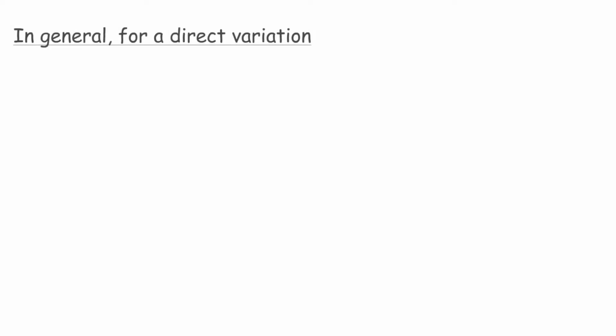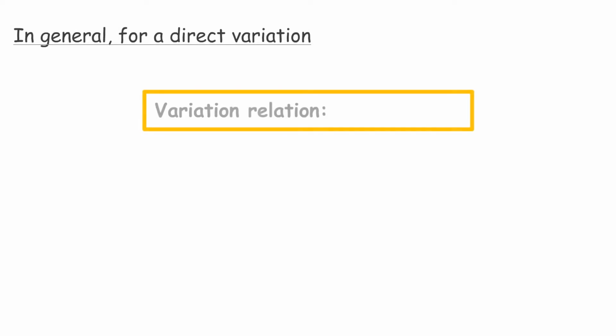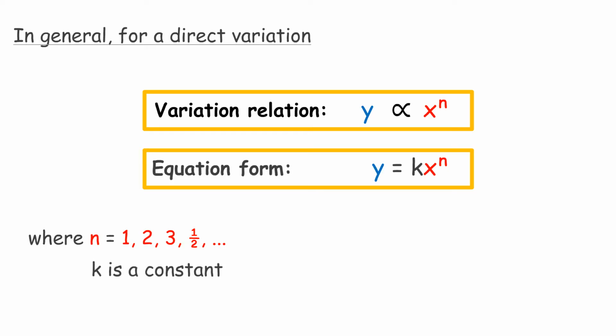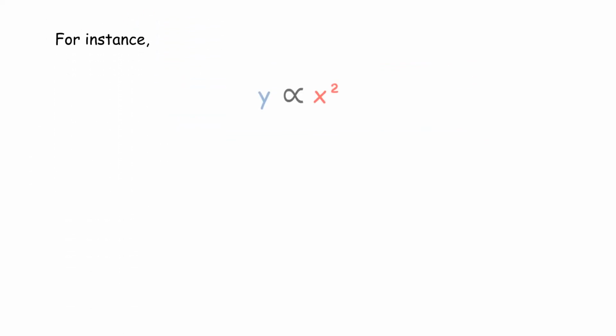In general, for a direct variation, in variation relation, y varies directly as x to the power of n. In equation form, y equals kx to the power of n, where n equals 1, 2, 3, 1/2, 1/3, and k is a constant. The graph of y against x to the power of n is a straight line that passes through the origin, where k is the gradient of the straight line. For instance, y varies directly as x squared, y equals kx squared, k equals y over x squared.